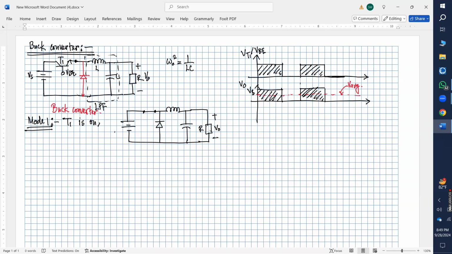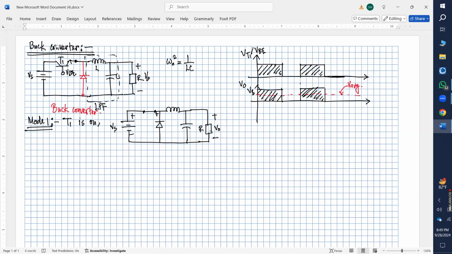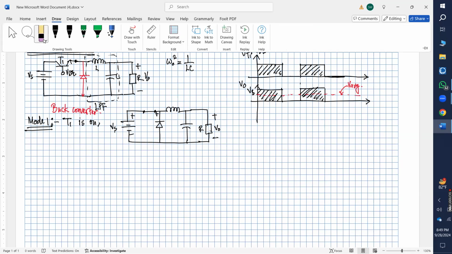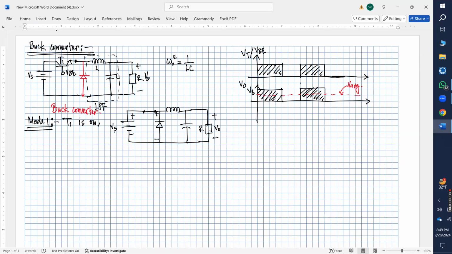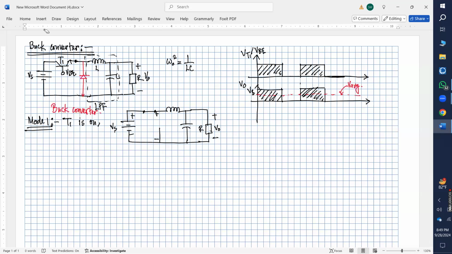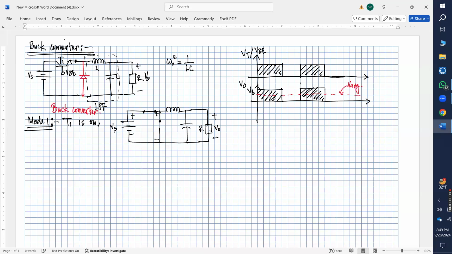as you can see, this is my Vs. The positive terminal of the voltage source will appear here, and the negative terminal of the voltage source will appear at the anode of the diode. So this diode will operate in reverse bias. Here we can think of this diode as being in open circuit condition.